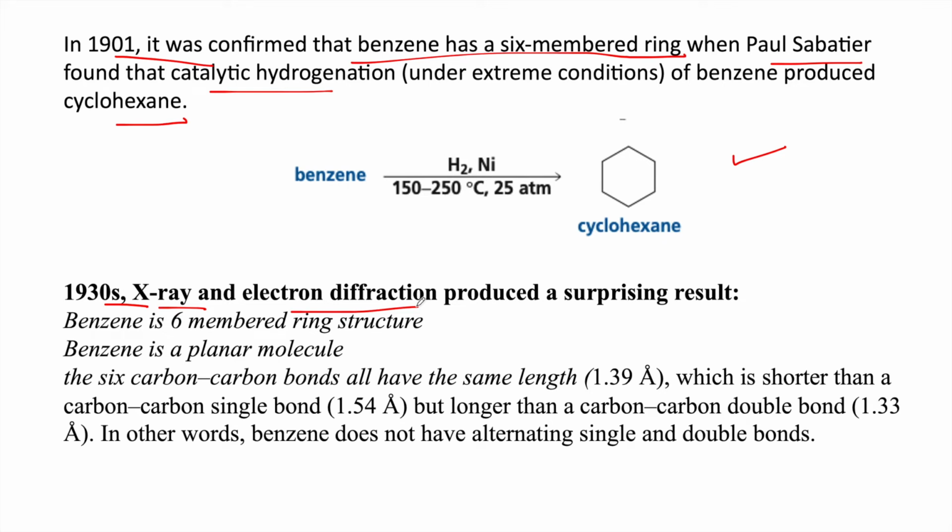According to these 2 techniques, benzene is a 6-membered ring structure. Benzene is a planar molecule and contains 6 carbon-carbon bonds, all of the same length, around 1.39 angstrom, which is shorter than a carbon-carbon single bond, 1.54 angstrom, but longer than a carbon-carbon double bond, 1.33 angstrom. In other words, benzene doesn't have alternating single and double bonds.